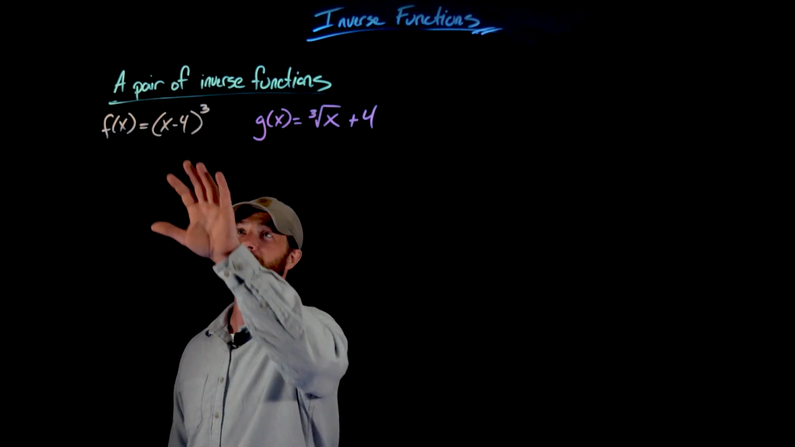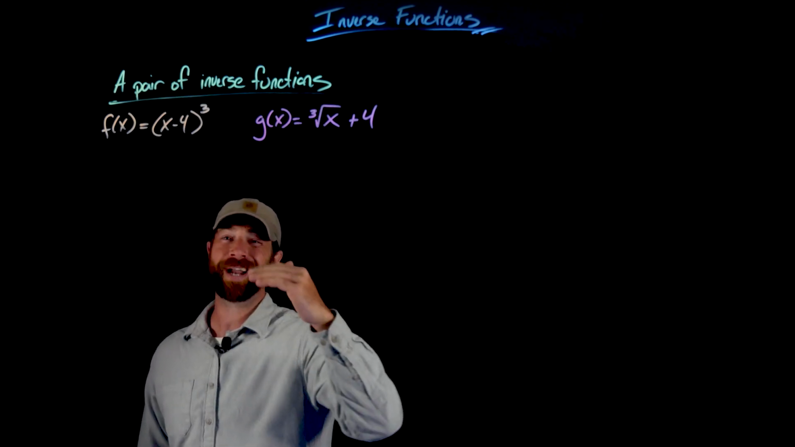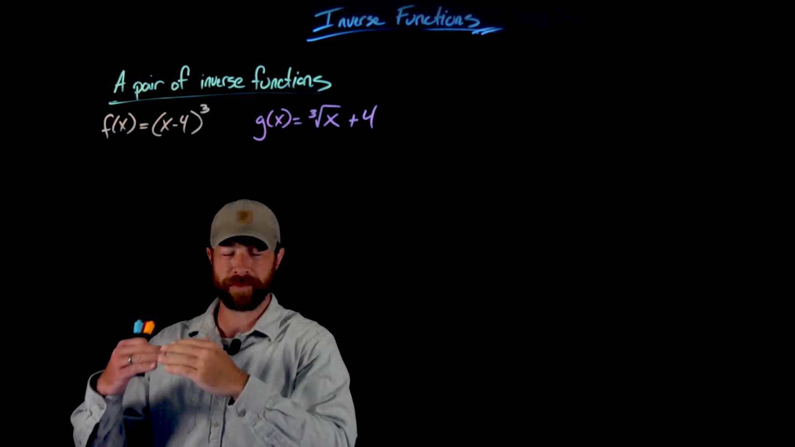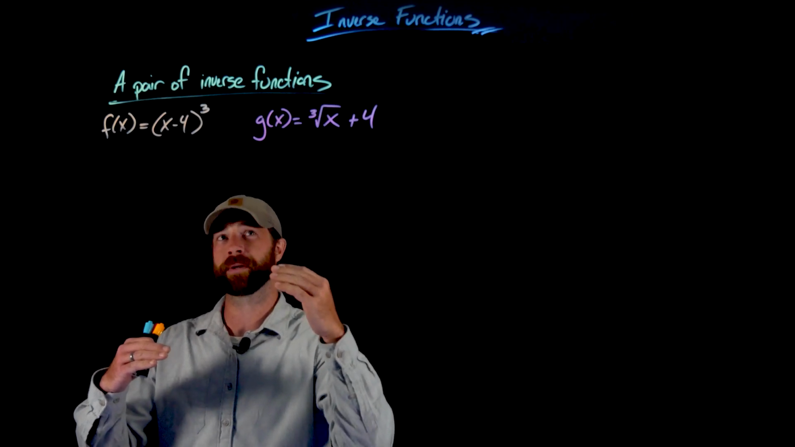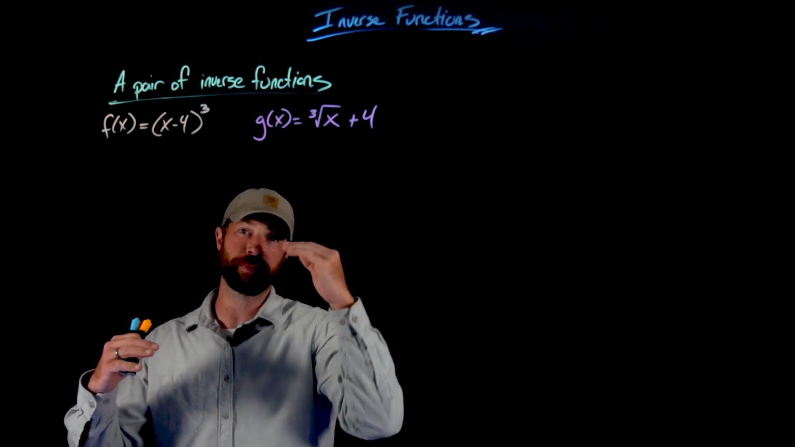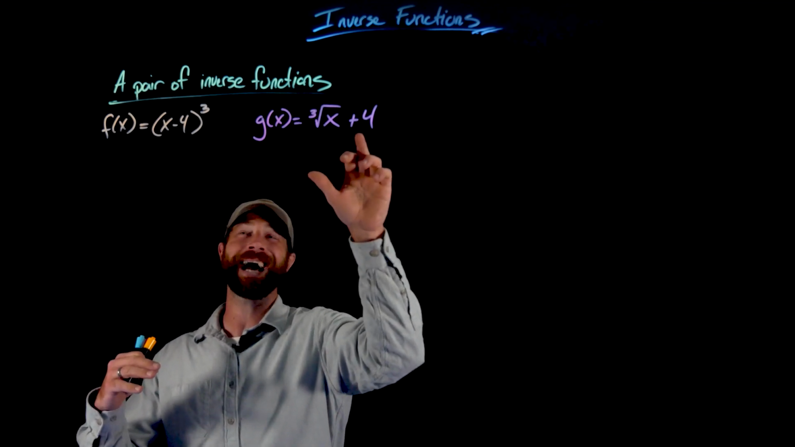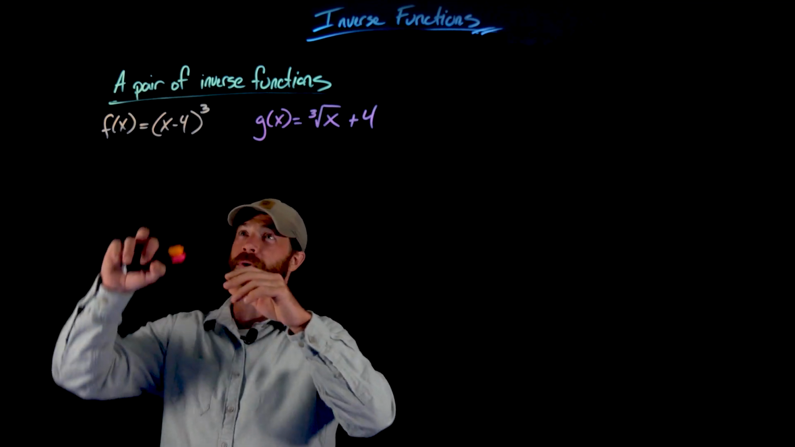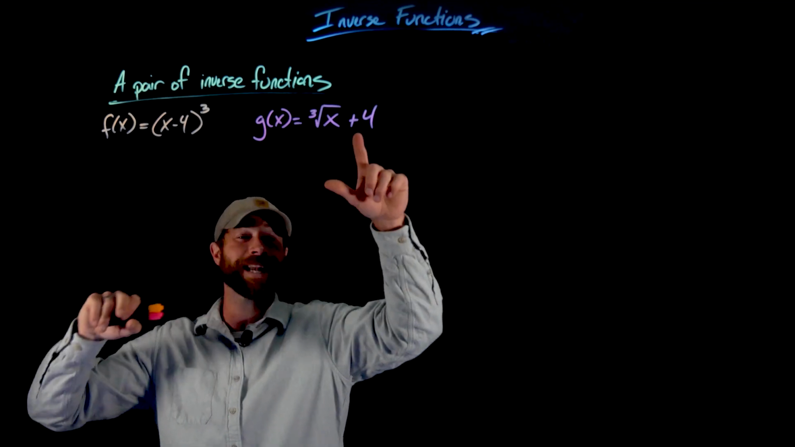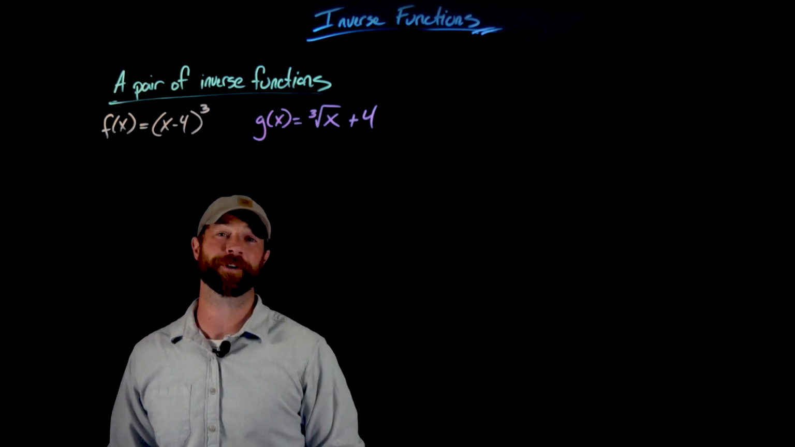To show you here, f of x takes x, subtracts 4, and then cubes it. So we're subtracting 4 and then cubing. What g of x does is take the independent variable and cube root it, which is the inverse of cubing, and then add 4. So in the opposite order: subtracting 4 first, adding 4 last; cubing last, cube rooting first.